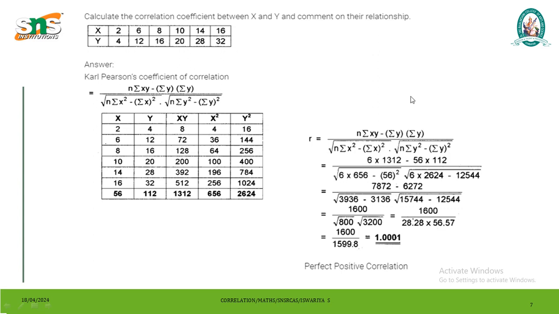Then we substitute all the found values in the formula. After the calculation, I obtained an answer of 1.0001, which represents a perfect positive correlation.